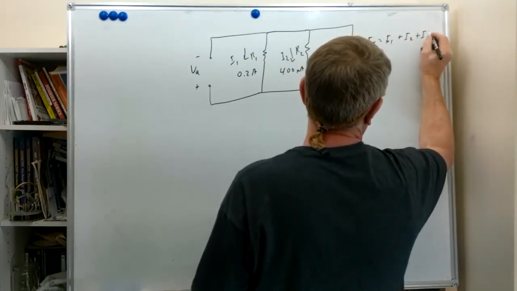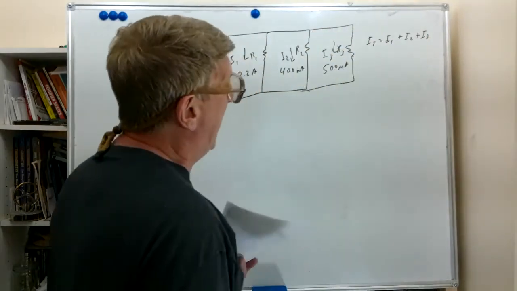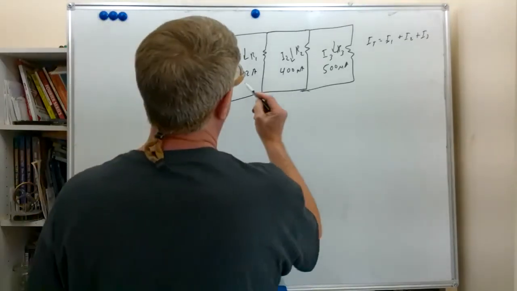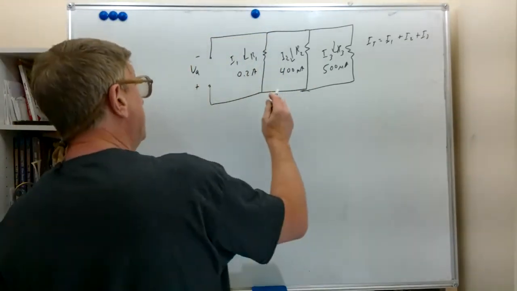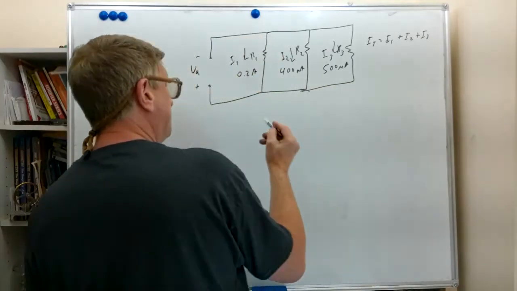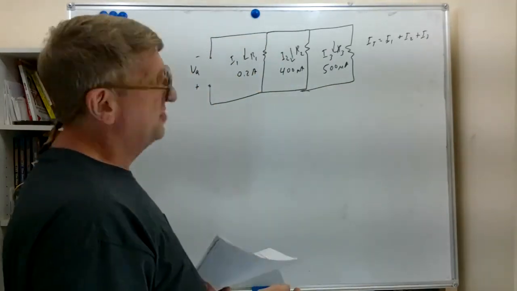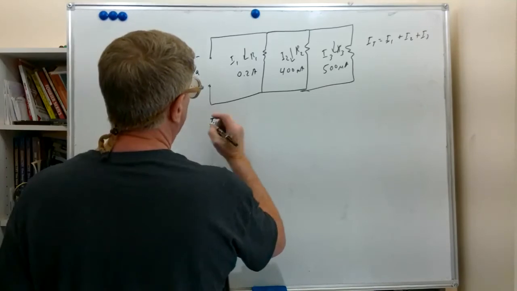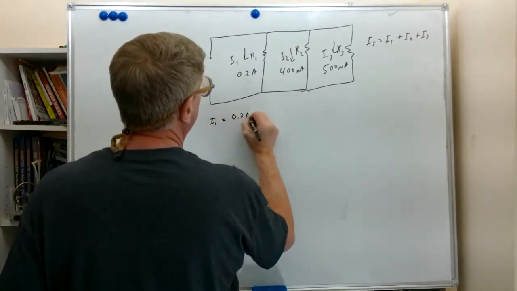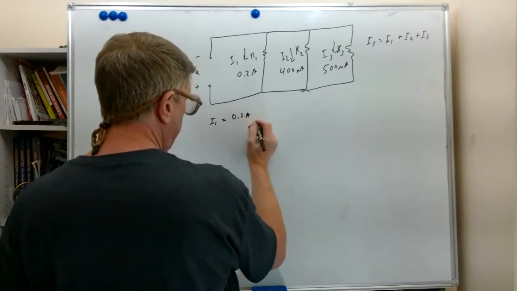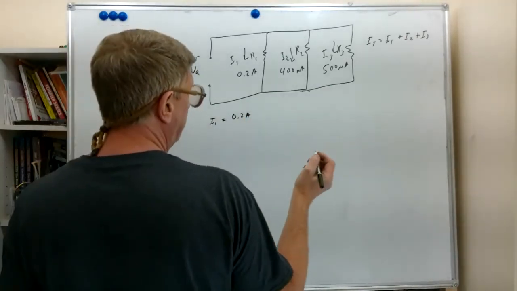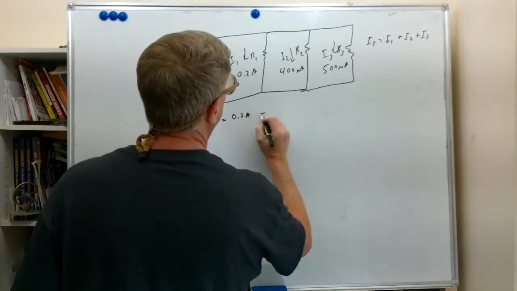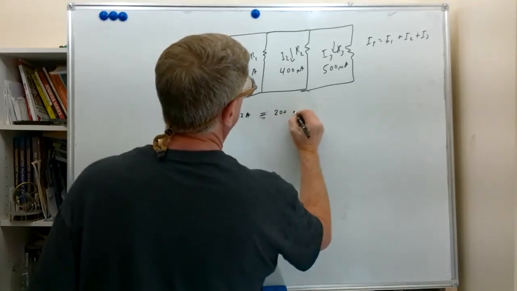I2 plus I3. Now, when we're going to add things together, you've probably heard many times you can't add apples and oranges. Well, you can't add amps and microamps. You can't add milliamps and microamps, or microamps and amps. So we have to put these in the same terms. So let's start with I1. I1 equals 0.2 amps. But the equivalent of that, let's change it to milliamps, is 200 milliamps.